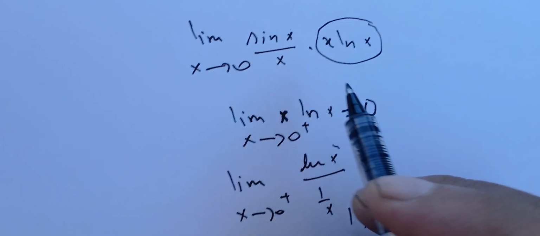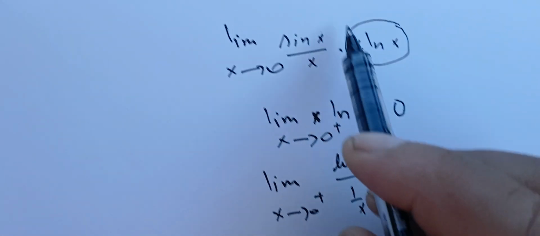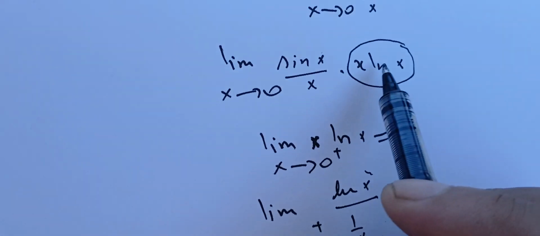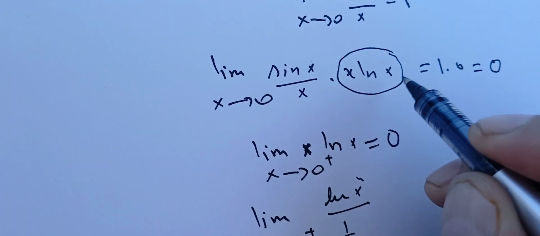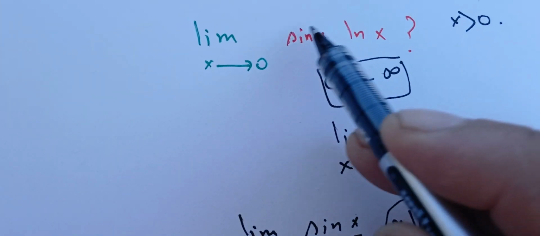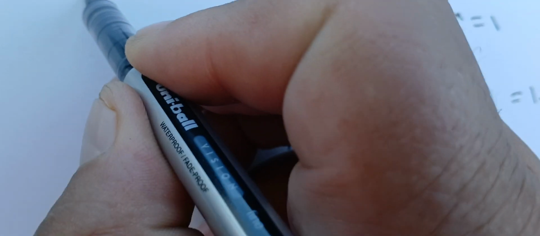So we said this one is 1, and this one is 0, and therefore we have 1 times 0, which is 0. So the limit of sine of x ln of x as x goes to 0 from the right is 0.